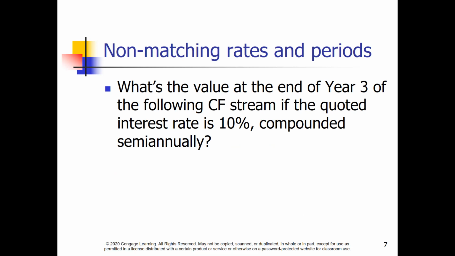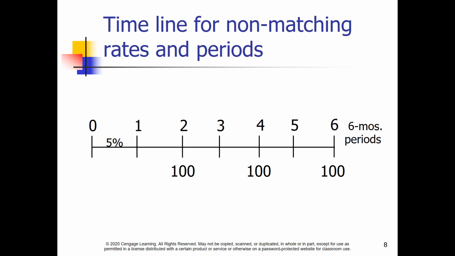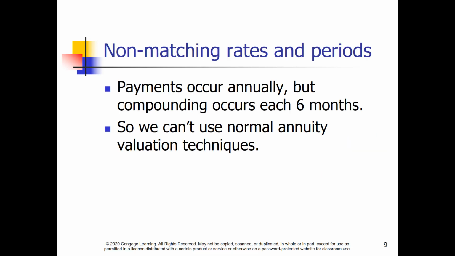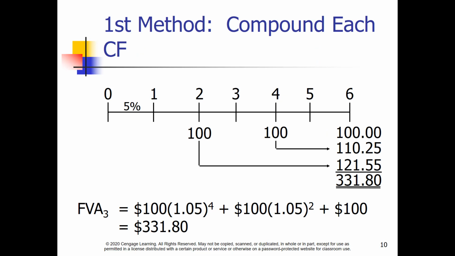Here's a case where the cash flows occur annually, but the compounding is semi-annually. With a 10% rate compounded semi-annually, the periodic rate is 5%. So the periods on the timeline are 6-month periods. This is an ordinary annuity, but the standard annuity valuation formula can't be used. One solution is to simply future value each cash flow individually and sum them at period 6. Laborious, but it's correct.